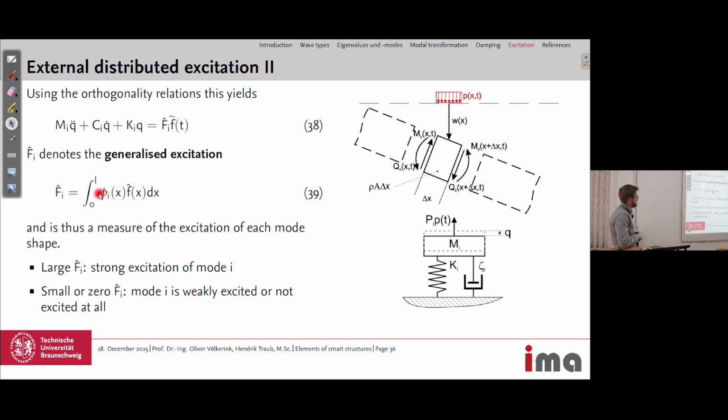So if this is a large quantity, then our external excitation would strongly excite our mode I, and if this here is small or 0, then the excitation is only weak, or the structure is not excited at all. So we use it here to multiply the time-varying excitation. And if this is large, we excite this special mode largely, and if it's small or 0, then the mode we are looking at the moment is only weakly excited.